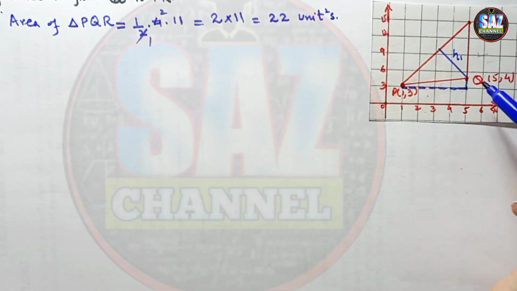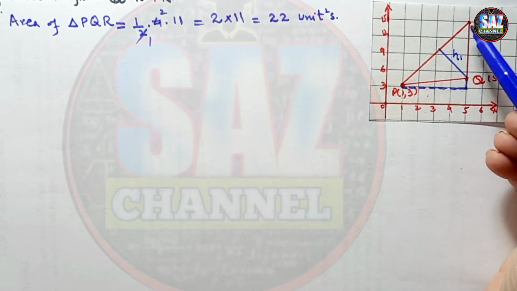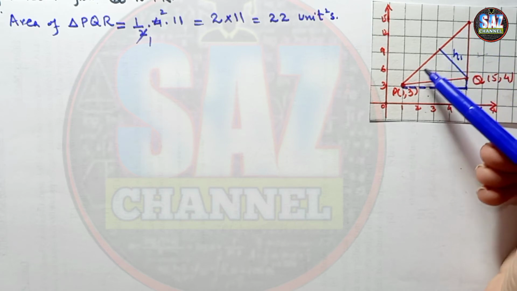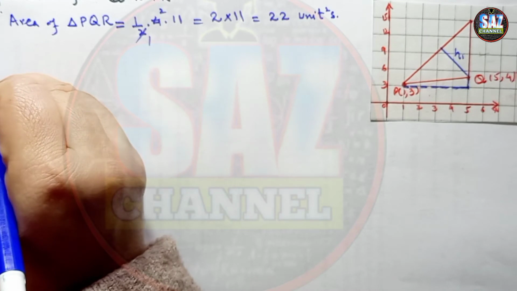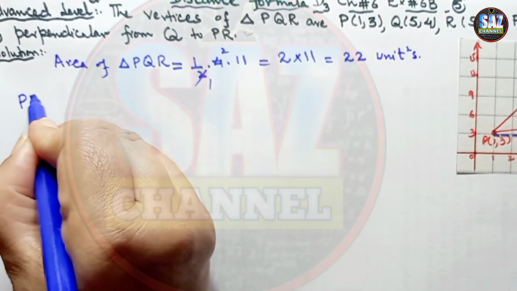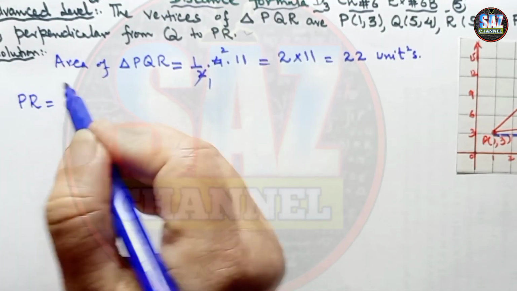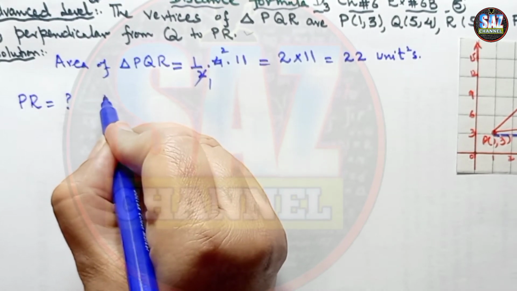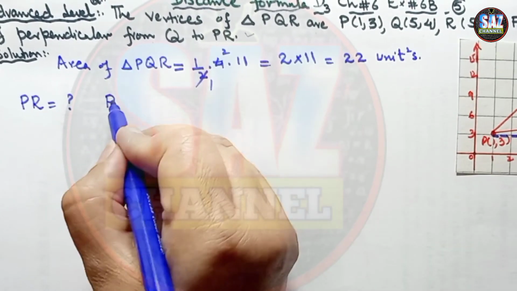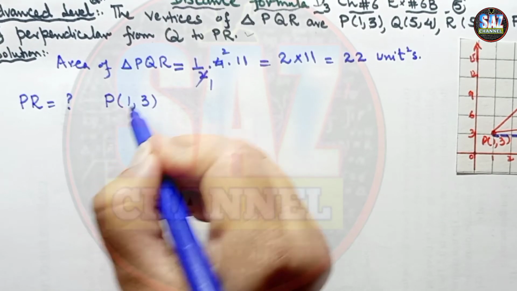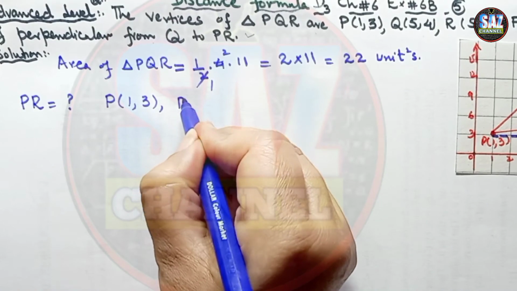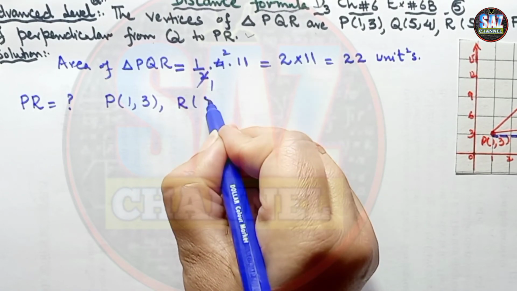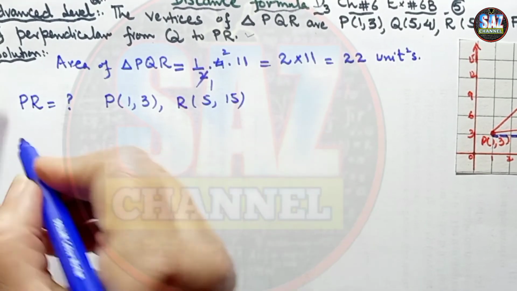Now we can see that this perpendicular that we are dropping from vertex Q is meeting at the PR line. So first of all we have to find the PR distance. So PR length will be equal to, we have to calculate, and let me write the vertices. P is 1 and 3, and R is 5 and 15. Apply distance formula.